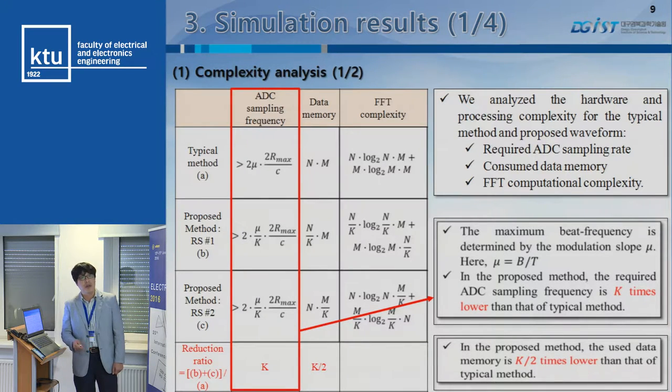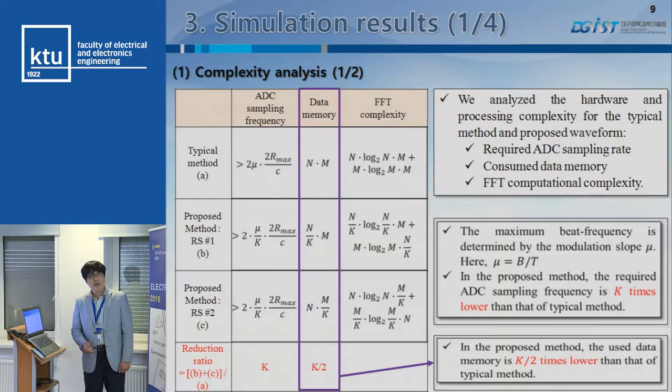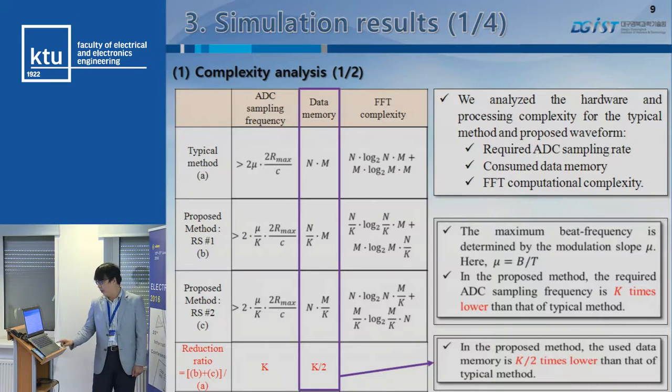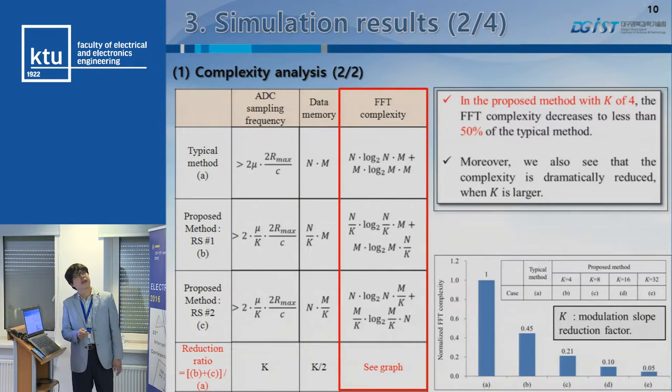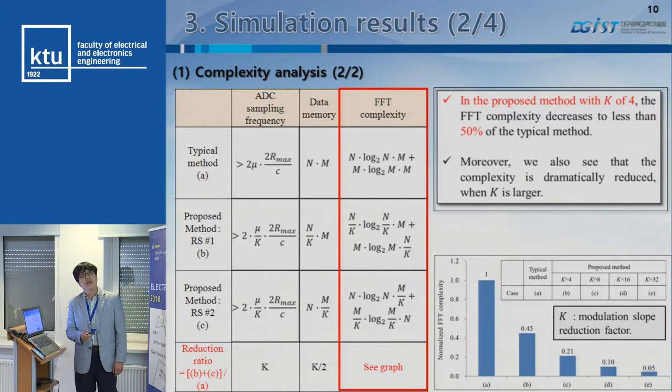In the proposed method, the required AD sampling rate is K times lower than that of a typical method. And then, in data memory, in the proposed method, the used data memory is K over 2 times lower than that of the typical method. Next, in FFT complexity, in the proposed method with a K of 4, where K means reduction ratio, the FFT complexity decreases to less than 50% of a typical method. Moreover, we also see the complexity is dramatically reduced when K is larger in this figure.